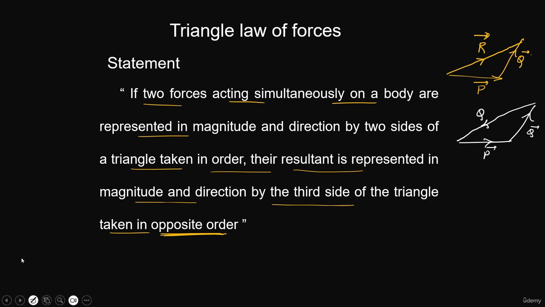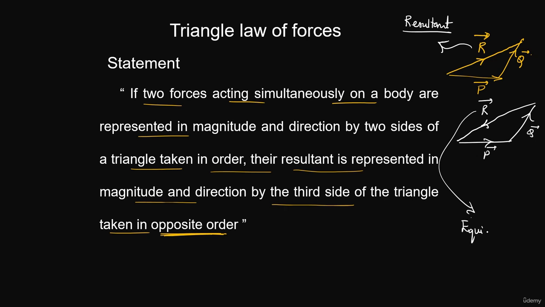Let me just correct this. This is actually R. So here, the parallelogram law of vectors was giving us the resultant, but this R is actually not the resultant, but it is the equilibriant. So when it is added to the system, then the system is brought to rest. Now let's see this statement in further detail.